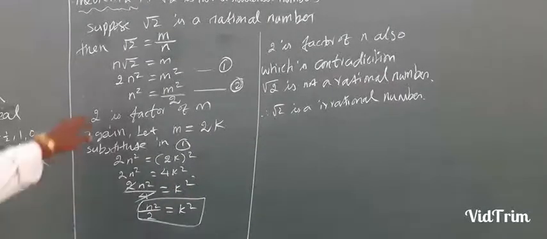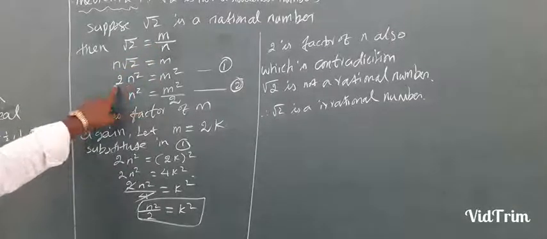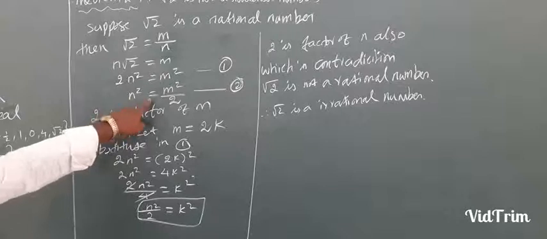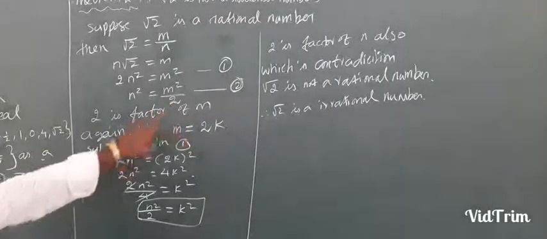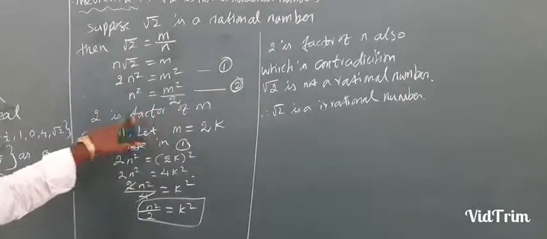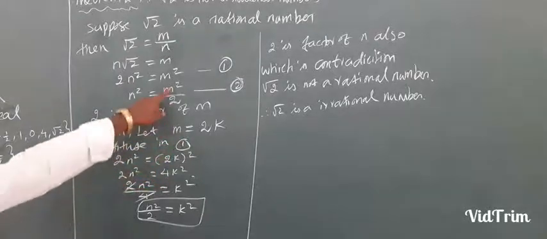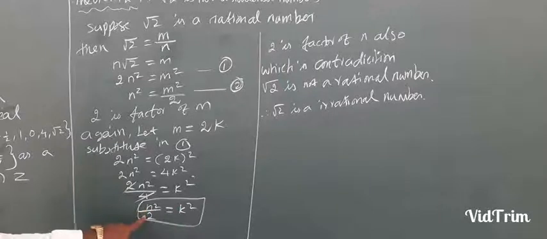Again I repeat. I select root 2 is equal to M by N, change that and square. I have N square is equal to M square by 2. Here 2 is a factor of M. Again I let M is equal to 2K. Substitute in the first equation and we have K square is equal to N square by 2. Now 2 is a factor of N also, which is a contradiction. So root 2 is not a rational number, therefore root 2 is an irrational number.